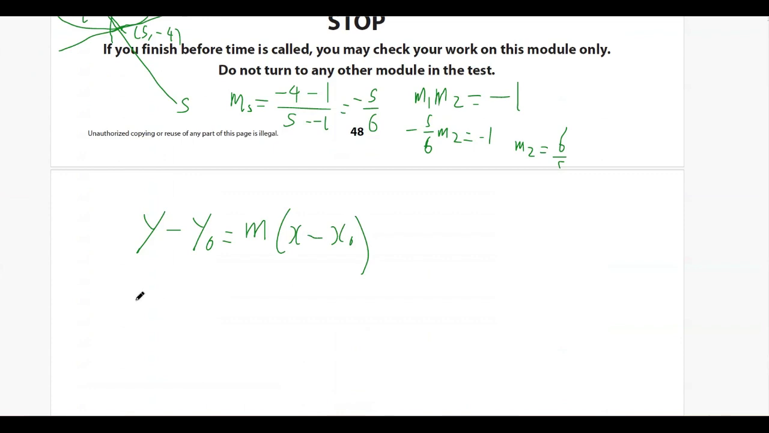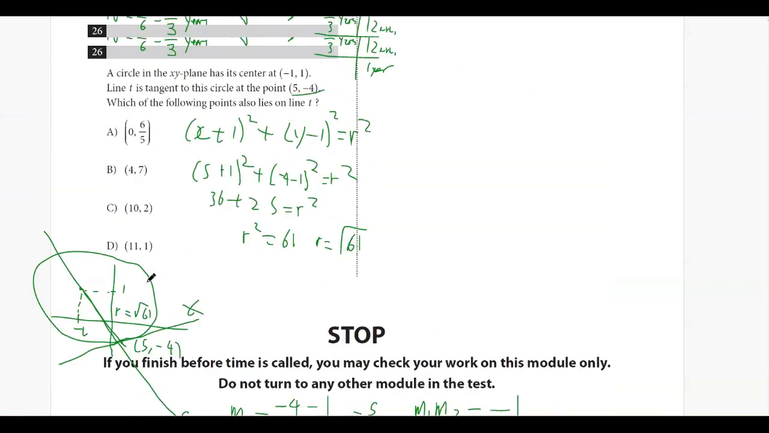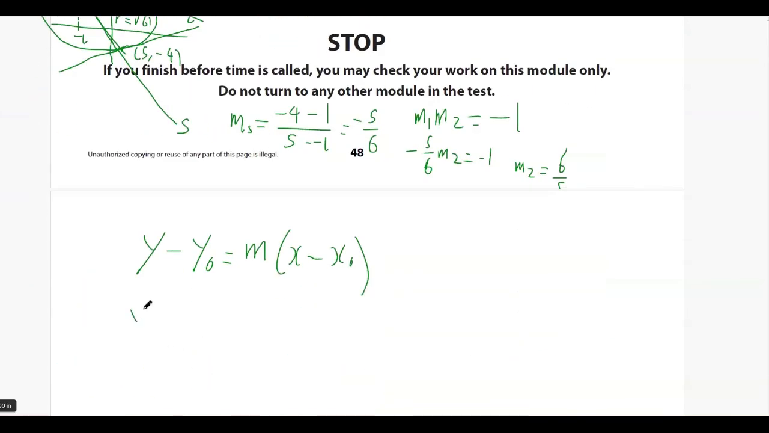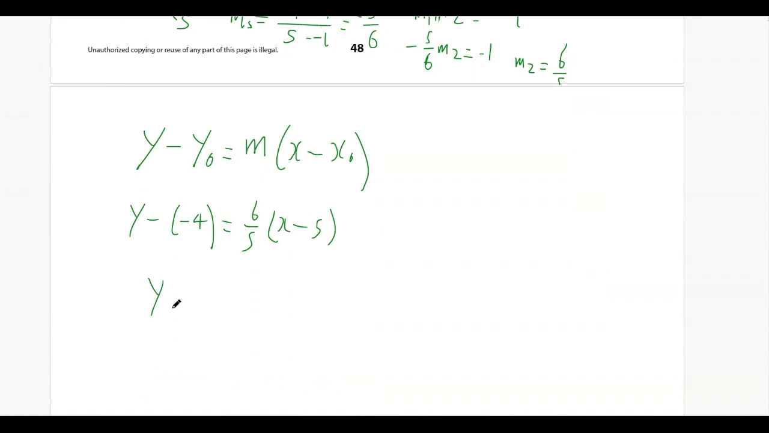So I'm going to go and, so y plus 4 is equal.